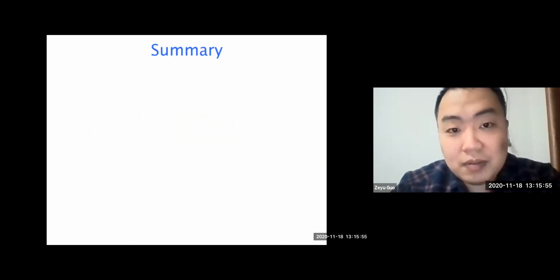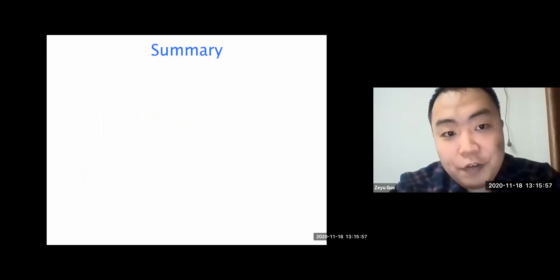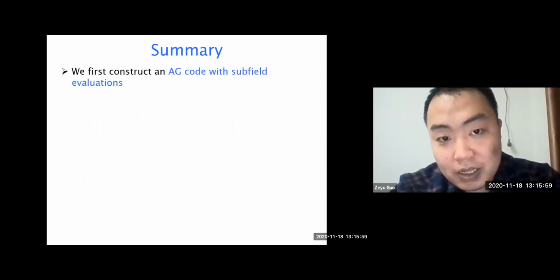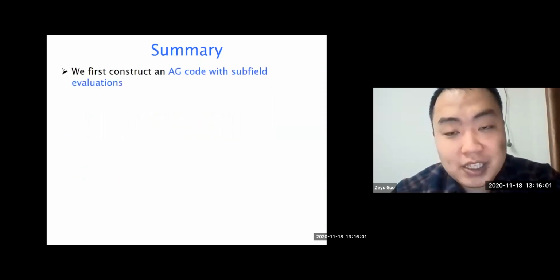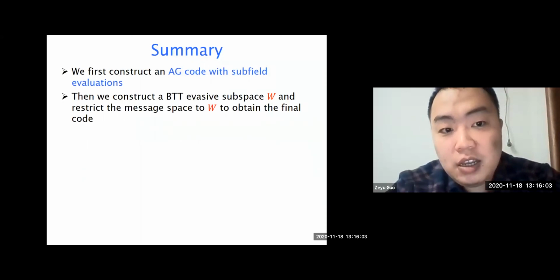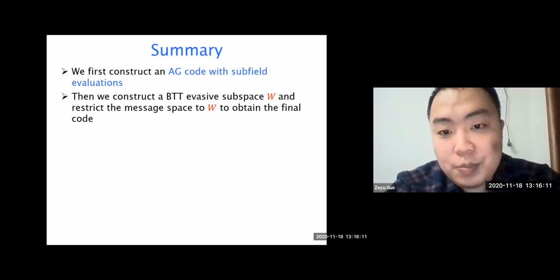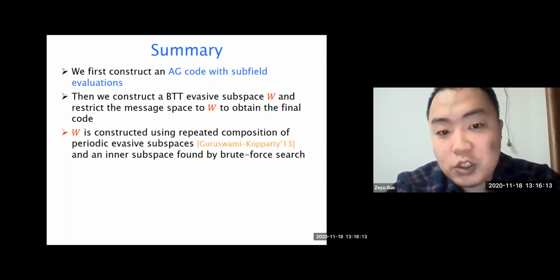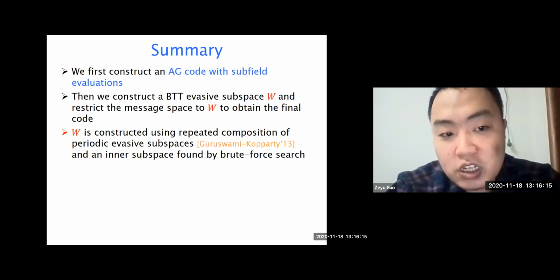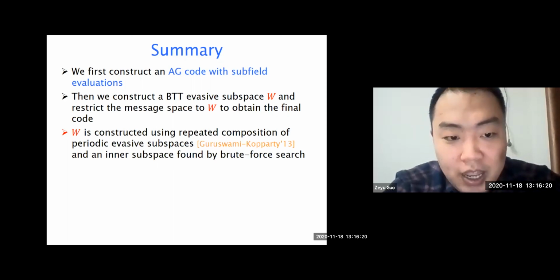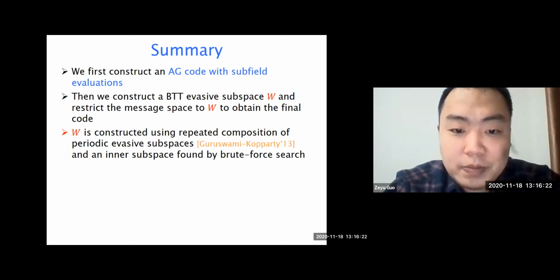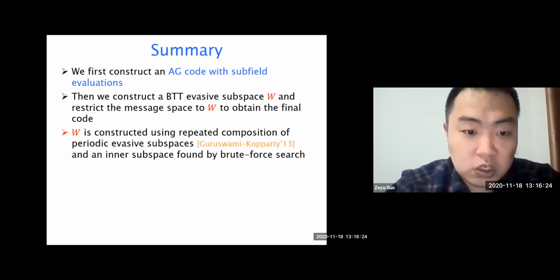And then we are done. And here's the summary. We first construct the preliminary subspace using AG code with subfield evaluations. Then we construct BTT evasive subspace and restrict the message space to it to get the final code. And this BTT evasive subspace W is constructed using repeated composition of the construction from Goswami-Kobati paper, and an inner subspace that is found by brute force search.